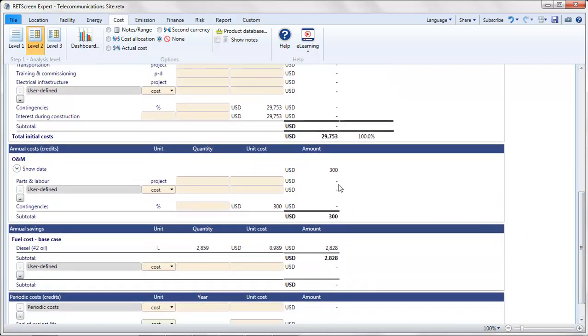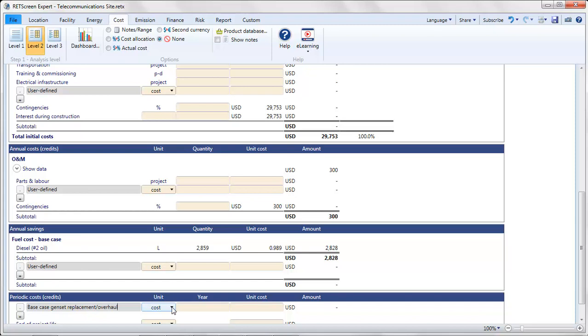Here we have the annual and O&M costs for the photovoltaic system, and here we have the combined savings for the fuel and for the maintenance and operation costs of the genset in the base case. Here, for periodic costs, we're going to have to do some work. The first thing is we're going to put in base case genset replacement or overhaul.